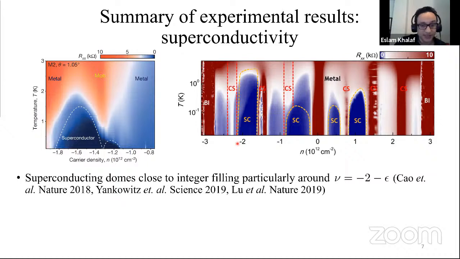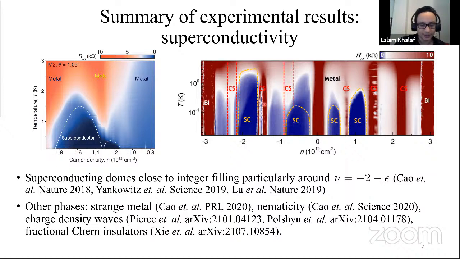In addition to these, there have also been a lot of other interesting observations made, at least in one sample, like something called the strange metal phase, a phase which has a linear temperature dependence of resistance. There's also observation of nematicity, spontaneous breaking of rotation symmetry, of charge density waves, and more recently of fractional Chern insulators at finite fields.